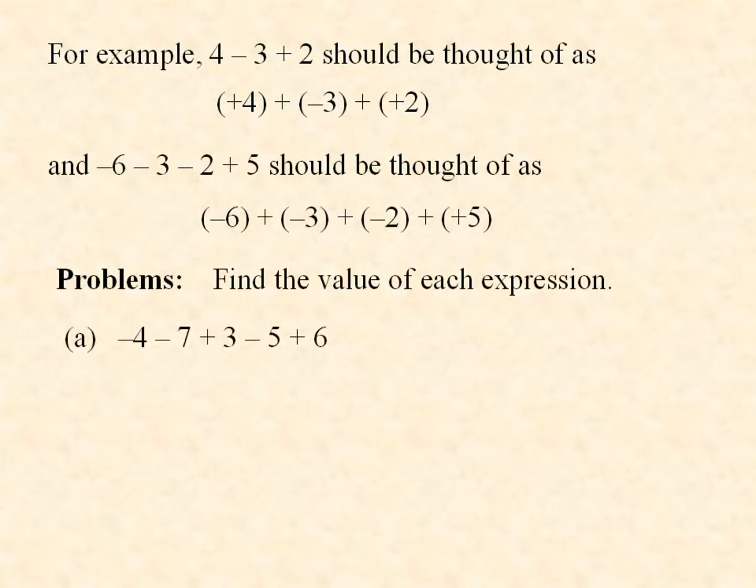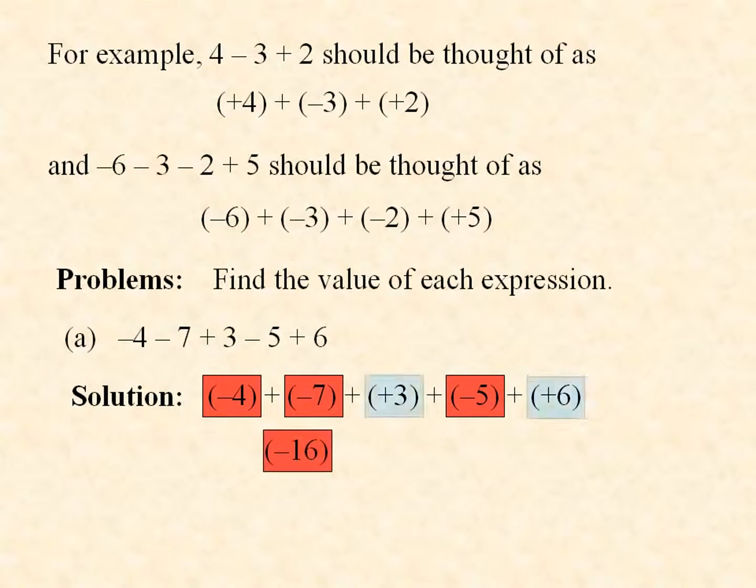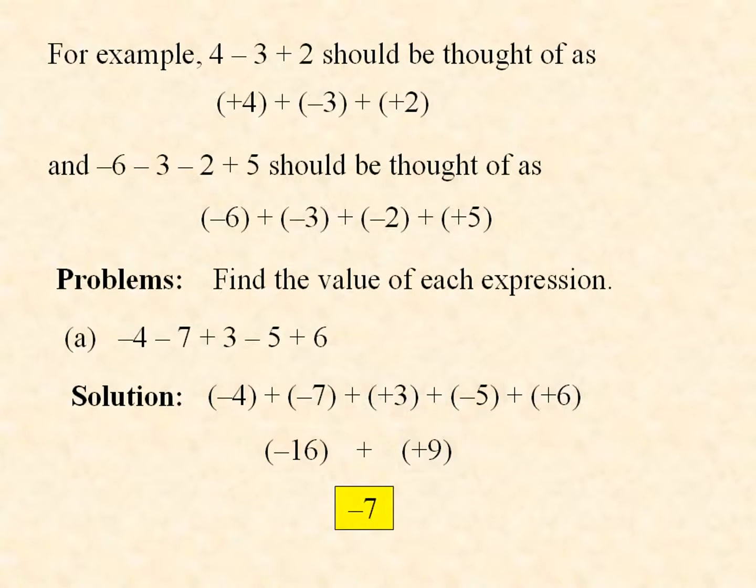A. Negative 4 minus 7 plus 3 minus 5 plus 6. That's negative 4 plus negative 7 plus positive 3 plus negative 5 plus positive 6. We will add the negative numbers first. They add to negative 16. Then we will add the positive numbers. They add to positive 9. And finally, we will add negative 16 and positive 9, which gives us negative 7.